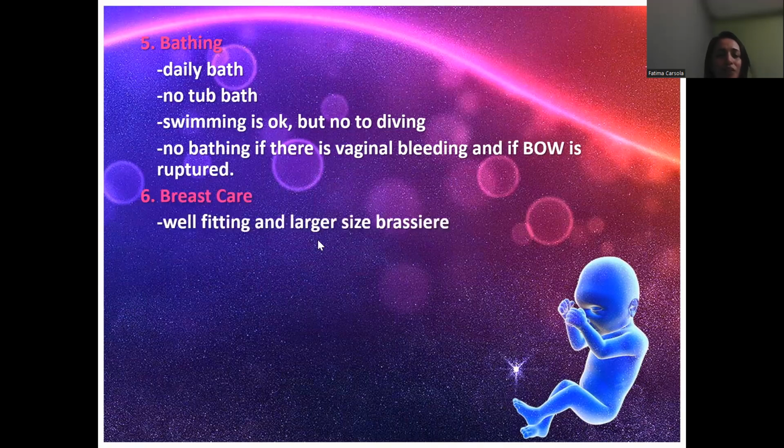Breast care, of course, your bra will be larger because of the milk formation for you to feel comfortable. And even in the board exam, you have to wash your breast with water only for you to prevent sore nipples.